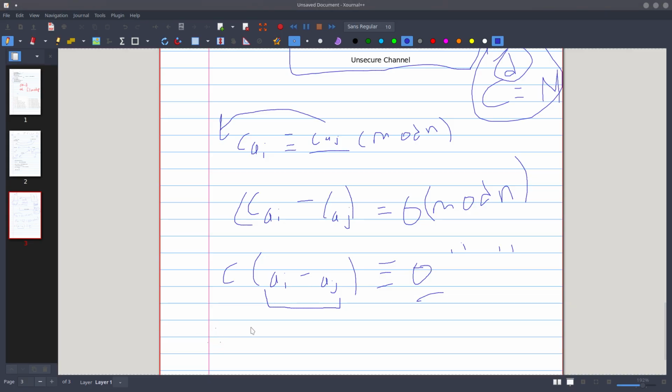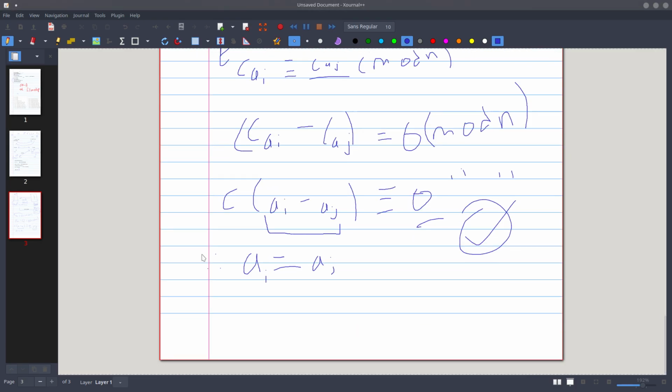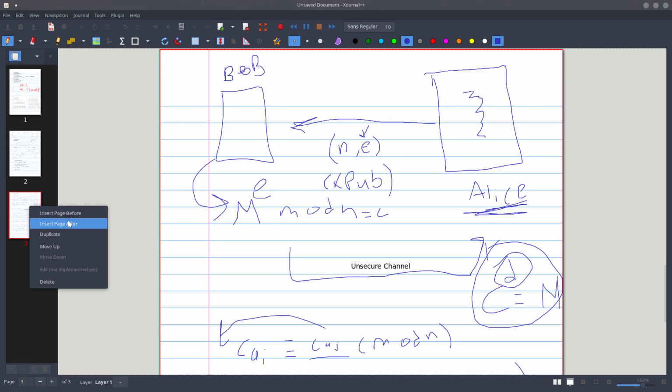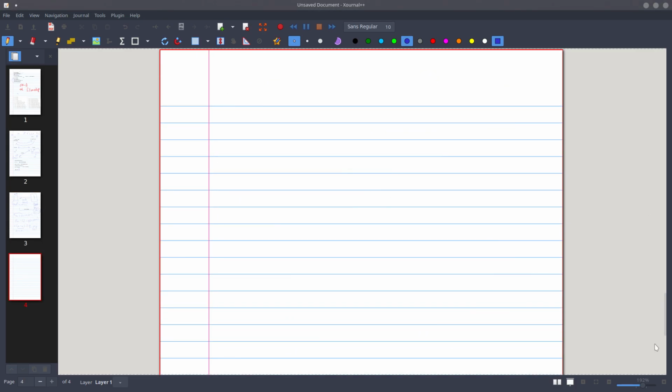Therefore, it follows that a sub i is equal to a sub j. If you just transpose this, then you get 0, and so c times 0 is 0, which is congruent to 0 modulo n. I hope you understood that. If not, maybe there's a better explanation somewhere, but I think that's simple enough to follow.